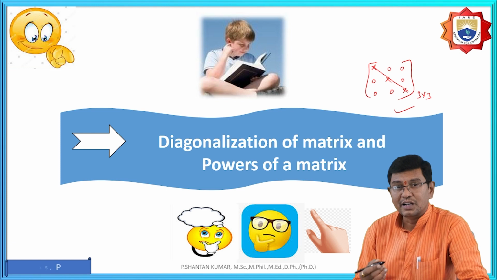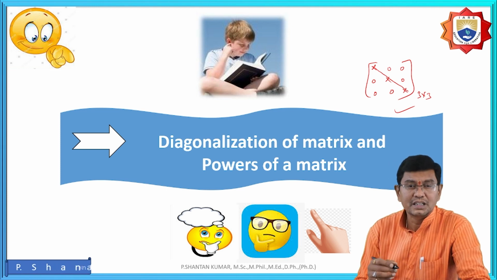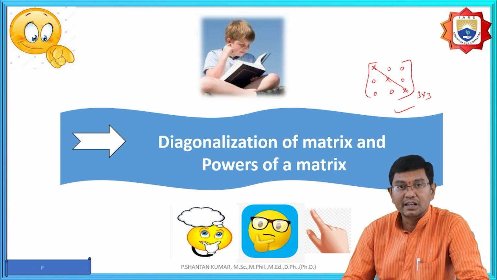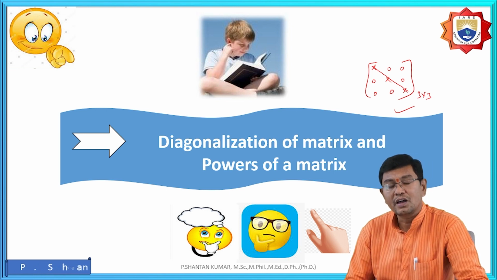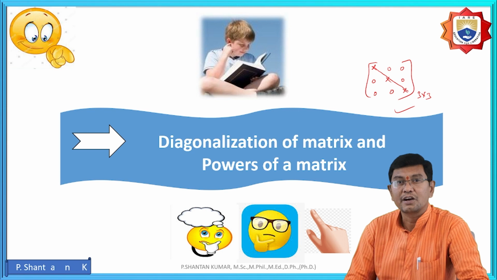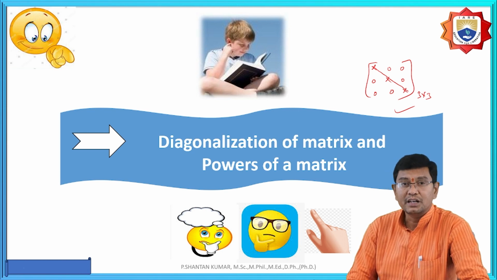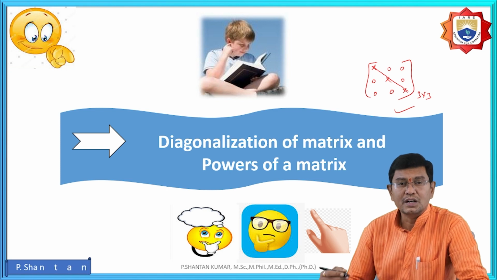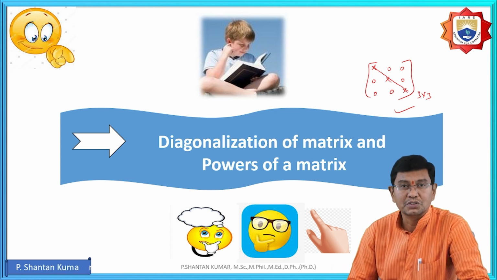Here, we need to remember that the diagonal elements are the eigenvalues of the matrix. According to the definition of the diagonal matrix, the non-diagonal elements should be 0 and the diagonal elements should occur. Here the diagonal elements are the eigenvalues of the matrix. Then what is the procedure? Then how to find the solutions?